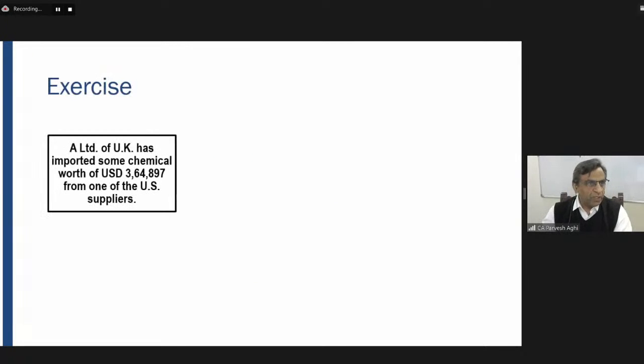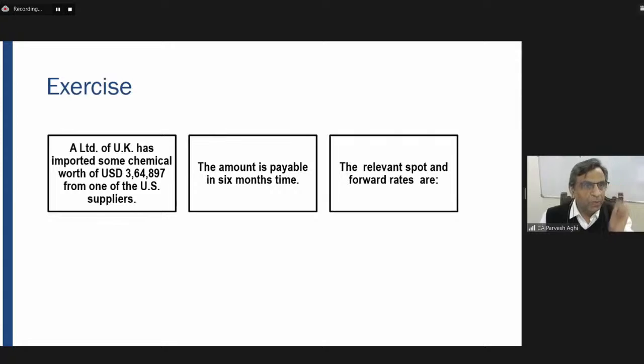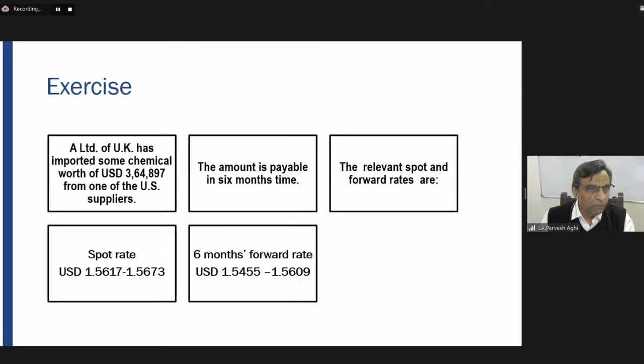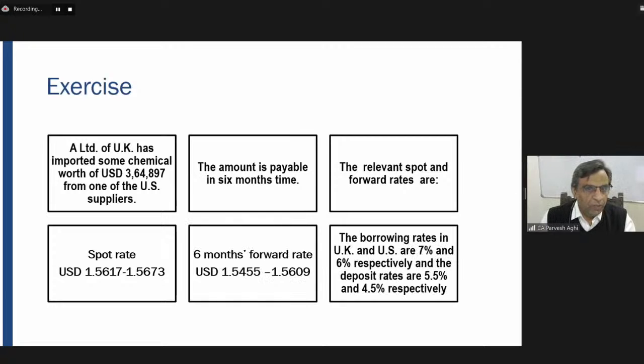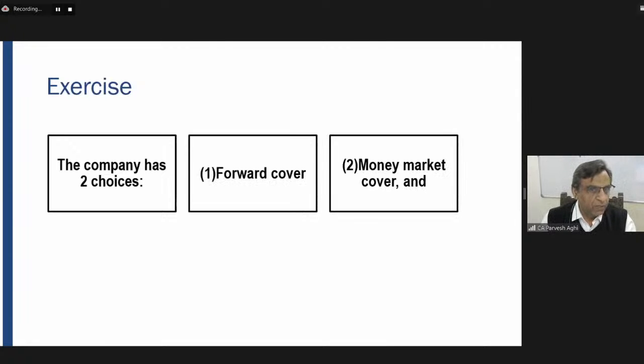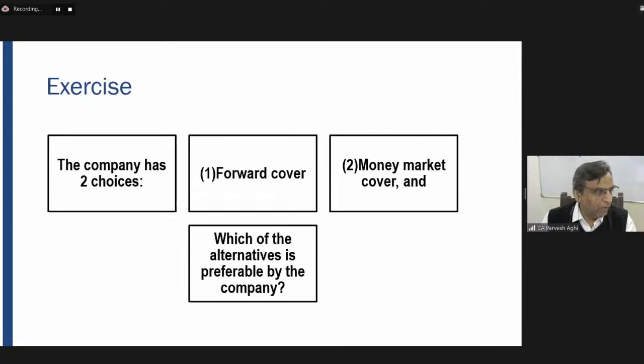So let's revisit this question one by one, all the facts. A Limited of UK has imported some chemicals. How much? $3,64,000. Okay, from US. The amount is payable in 6 months. The relevant spot and forward rates are given to you. Spot rate is this, forward rate is this. The borrowing rate and deposit rates are given in both US and UK. Okay, so the company has two choices. First, take a forward cover. Second, go for a money market cover. Then you find out which one is better and advise the company.